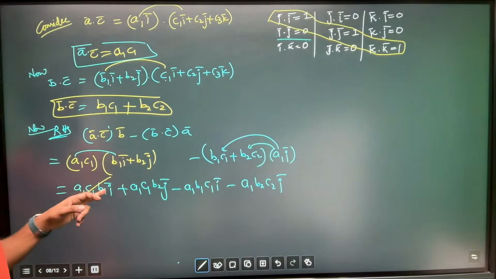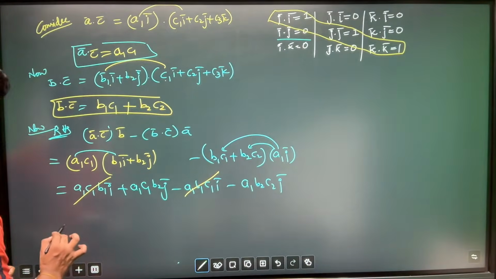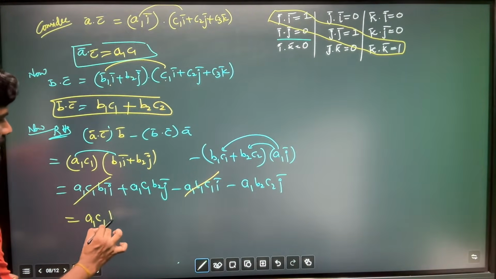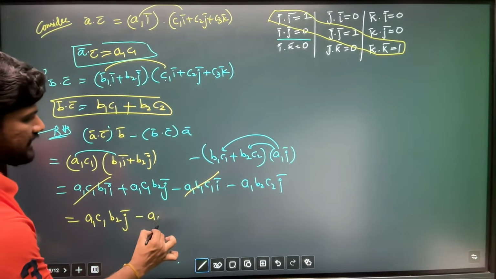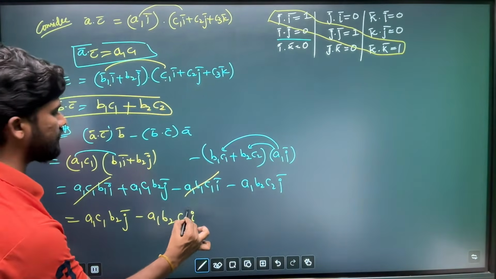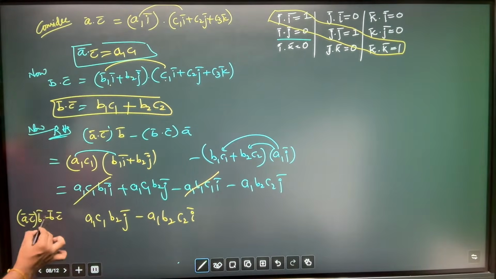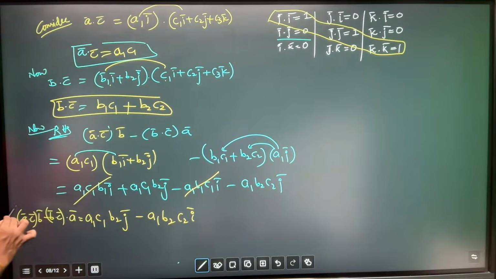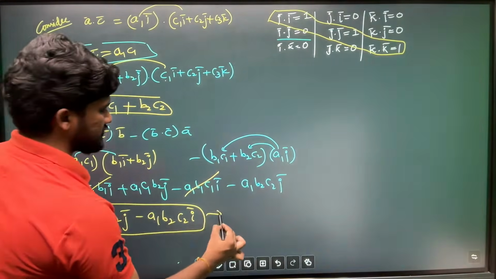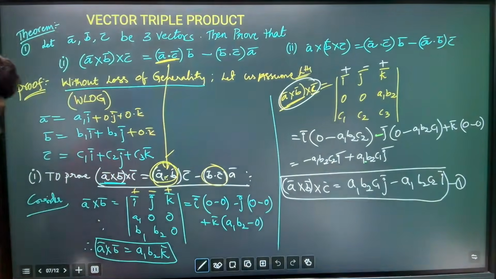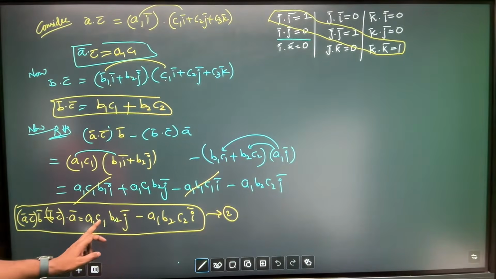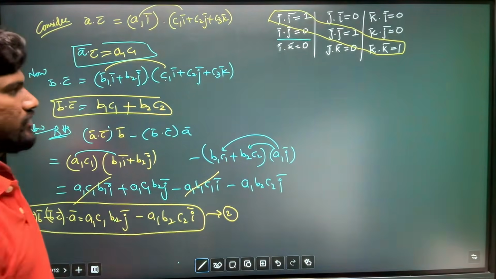So a1 c1 b1 I bar minus a1 b1 c1 I bar. If we cancel, what do we get? a1 c1 b2 J bar minus a1 b2 c2 I bar. Okay, this is RHS. So what is this value? a bar dot c bar into b bar minus b bar dot c bar. Okay, so this value is RHS. Take it as equation number 2. From 1 and 2, from this value a1 b2 c1 J bar, okay, so a1 b2 c1 J bar minus a1 b2 c2 I bar. So therefore from 1 and 2.